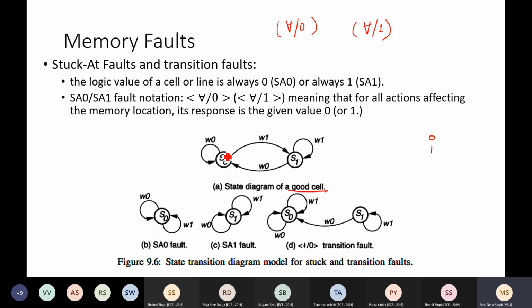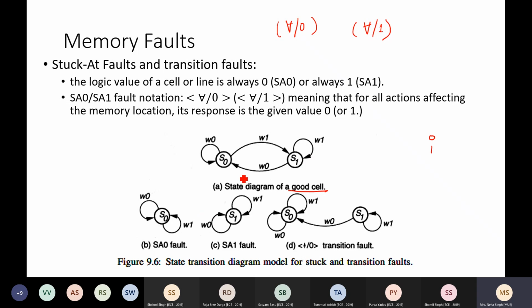Suppose I am talking of S0, the state where the memory cell has a 0, and I execute a write 0. That write 0 will bring me back to the same state. Whereas the state will change when I operate with write 1. Similarly, from state 1, I will switch back to state 0 when I have a write 0 operation executed. And if I have a write 1 operation executed, it will remain in the same state.